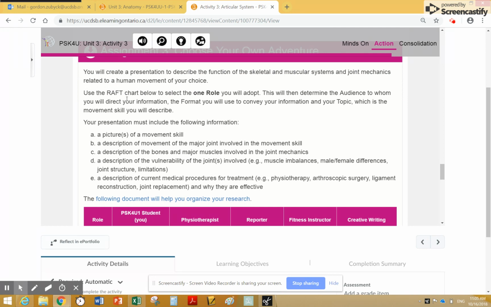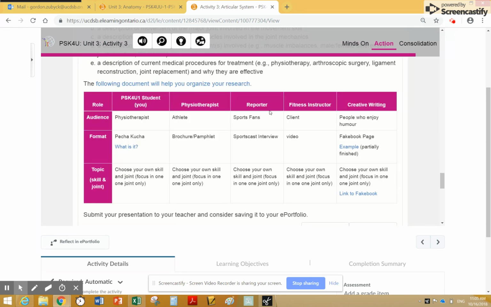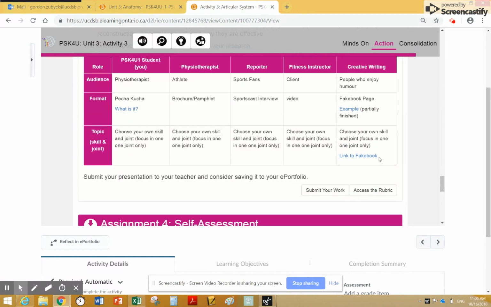So again, as it says, it's a RAFT assignment, which means you select one role. So basically, these are the different roles that you can have. So it's one of these people. And then these are the different sort of audiences that you can have. And often these tie into the role that you're seeing. And then what you then do is the format. So there's a Pecha Kucha, which is sort of a question with like 5 seconds or 10 seconds a slide kind of thing. And then there's a brochure pamphlet. Could be a sportscast interview. Could be creating a video. Or if you like Facebook, there's a Facebook page one here, and there's an example that's partially finished of sort of what you would do with that.